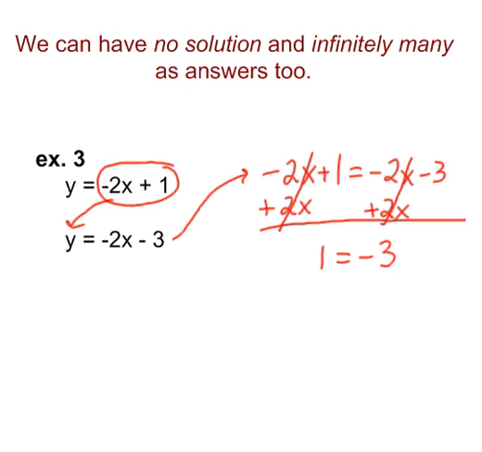Now anyone can see that this is obviously not true. 1 does not equal negative 3. And since that does not look right, and this is not a true statement, this is what we call a no solution.